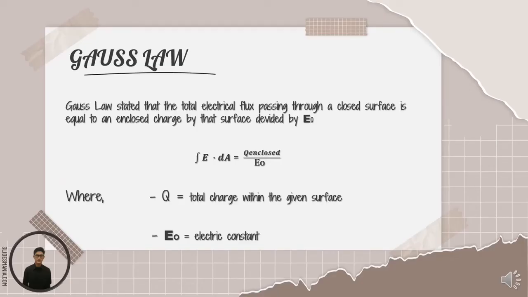Gauss' law states that the total electric flux passing through a closed surface is equal to the enclosed charge divided by epsilon naught. We can see the equation here: the integral of E dot dA equals Q enclosed divided by epsilon naught, where Q is the total charge within the given surface and epsilon naught is the electric constant.